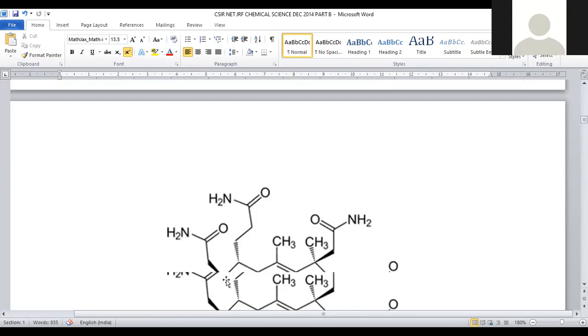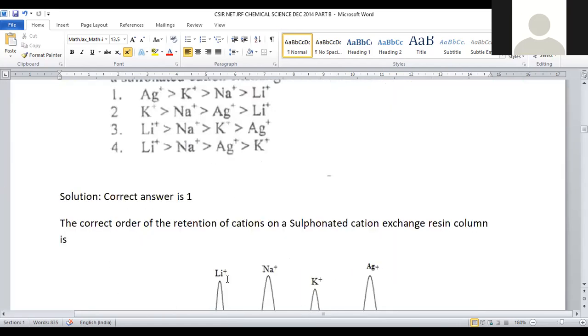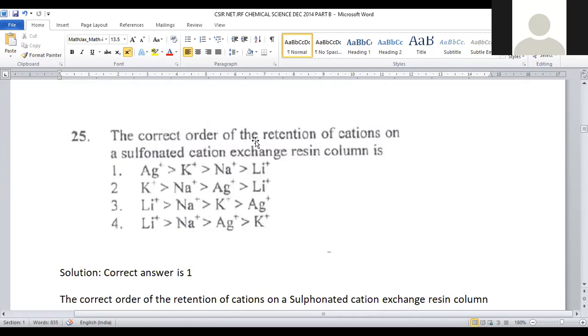Let us move on to question number 25. The question number 25: the correct order of retention of cations in the sulfonated cation exchange resin in the column. This is a question given from chromatographic methods, where the ion exchange process is carried out because of adsorption. Rate of their adsorption and adsorption parameters, what happens, retention will be possible, right?